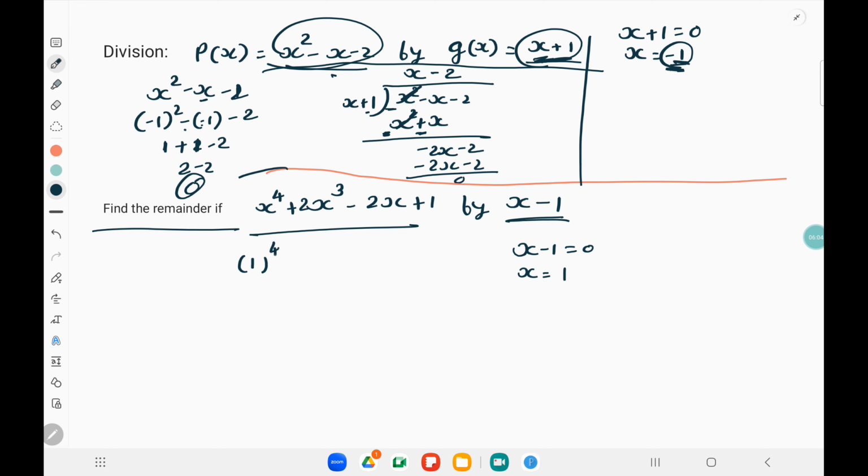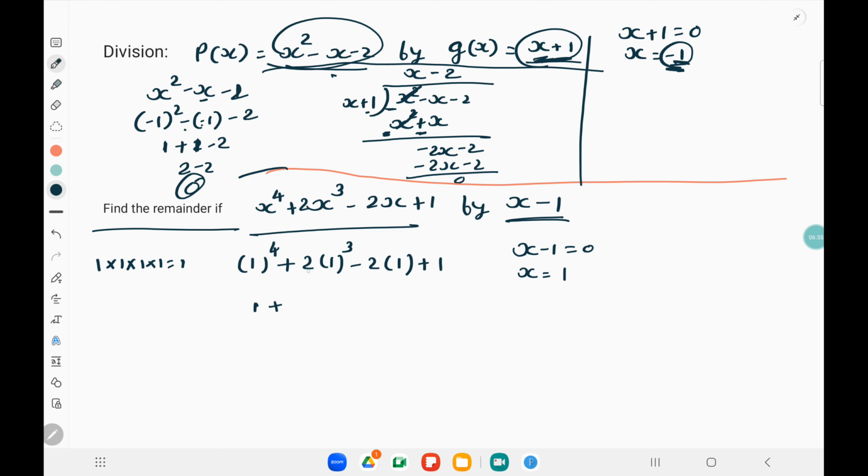So 1 to the power of 4 instead of x, plus 2 times 1 to the power of 1 cubed, minus 2 with x replaced by 1, plus 1. So here, 1 to the power of 4 means what? 1 times 1 times 1 times 1, right? And it doesn't matter how many times you multiply 1, it remains as 1.